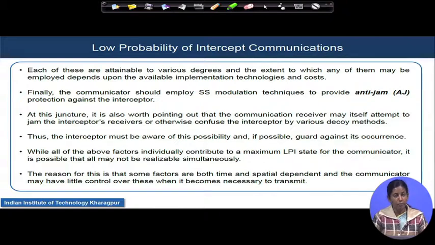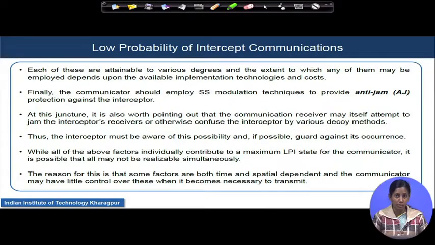And remember one more thing: though these are all the possibilities of achieving low probability of intercept communications between a communicator and a receiver, please remember that not all can be attained at a time from the communicator side, because of the various degrees of freedom in space as well as time, reduced processing power of the receiver as well as the transmitter, and a lot of other system related issues.